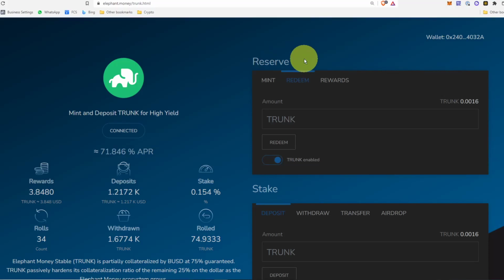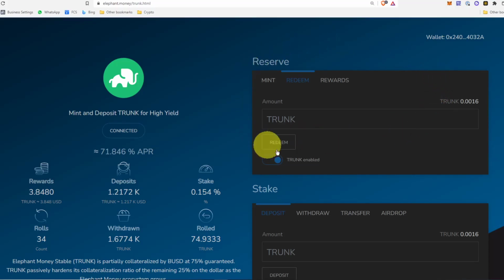And whenever you want to break your Trunk back up, you would come over to the redeem tab, enter the amount of Trunk, and it will give you a little graphic underneath that says you will get 74.5% back as BUSD and 24.5% back as Elephant token, but it will equate to the same BUSD value.